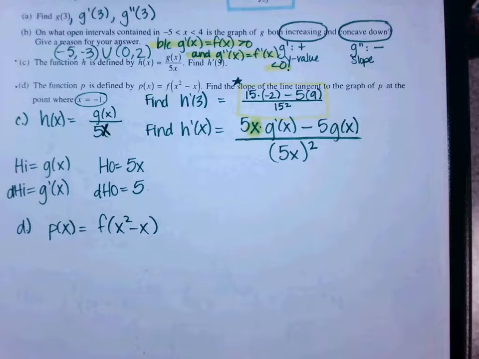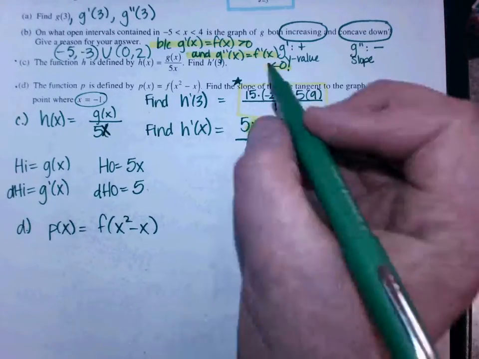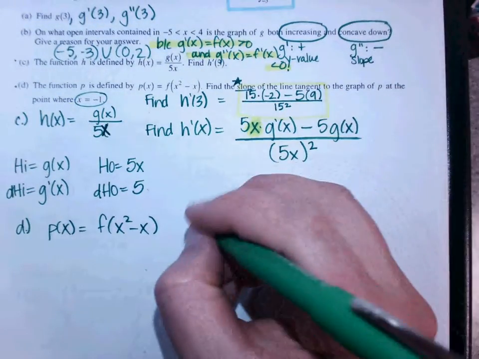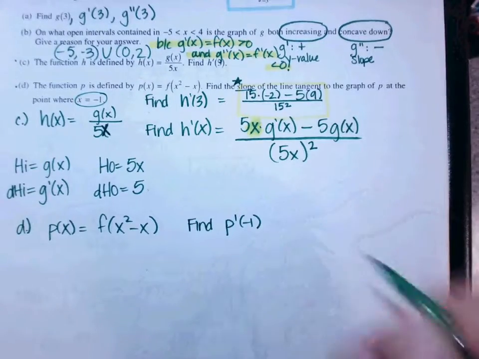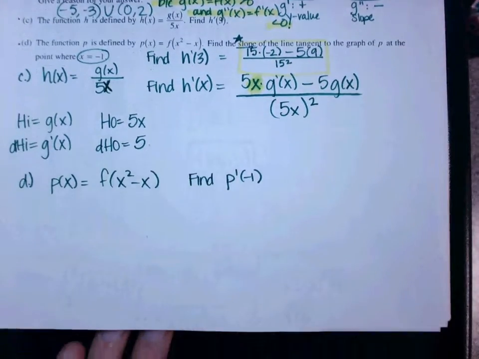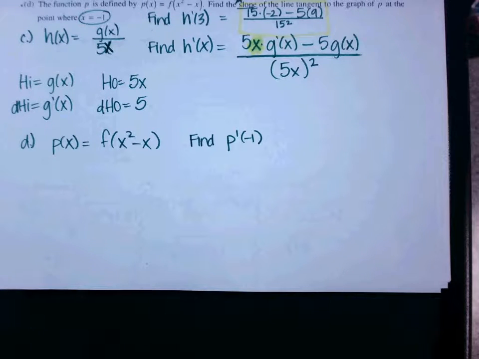Now, did it say for me to find the equation of the tangent line? No. If it did, though, you could do that, but it's unnecessary work if you don't have to. So if all I want is the slope, then my goal is to find P prime of negative 1. Now, if you wrote the whole equation of the tangent line, you wouldn't be wrong. You'd just be doing a bunch of extra work you don't need to do, right?